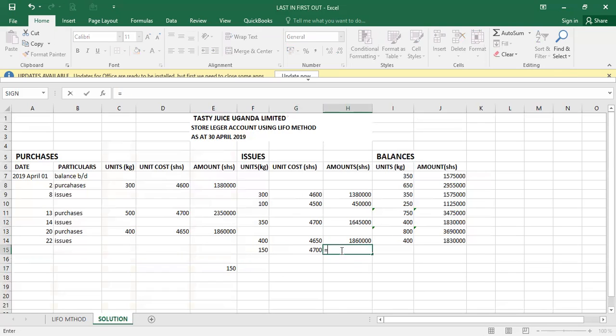So it will be equal sign this times this. Then we adjust our units as this minus this. Then we also adjust our costs to cost this minus this.